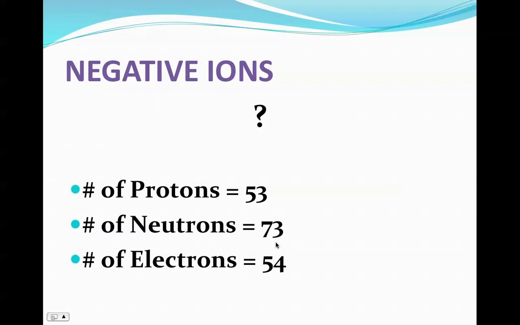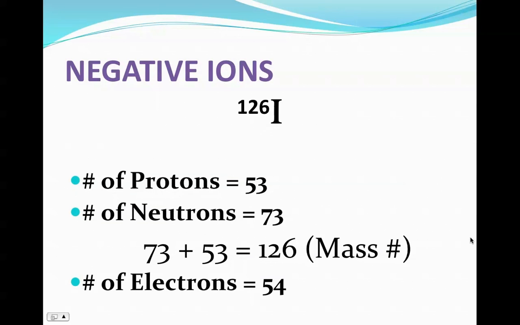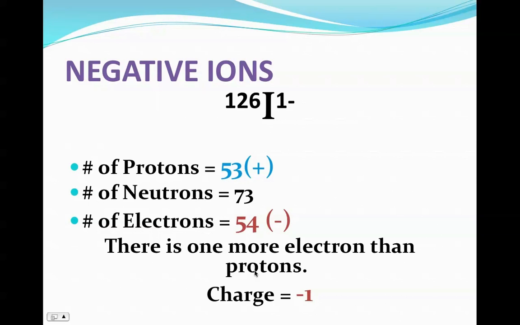So here we can work backwards. If we're given protons, neutrons, electrons, we can determine a bunch of information about our ion. So our protons gives us our element, iodine. Our neutrons and protons can give us our mass number of 126, which we put in the upper left-hand corner. And then we have to compare our protons and electrons to get our charge. So since there's one more electron than protons, our charge is -1. And you can see our completed symbol there for the iodine ion.